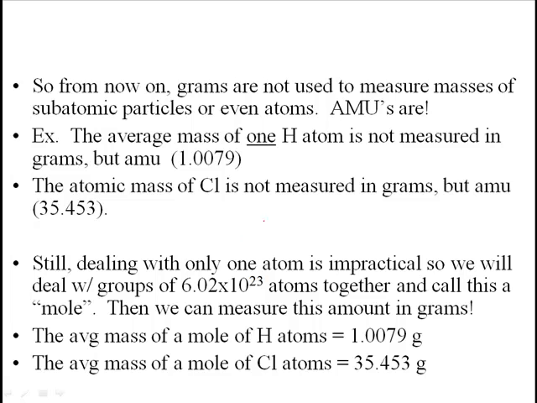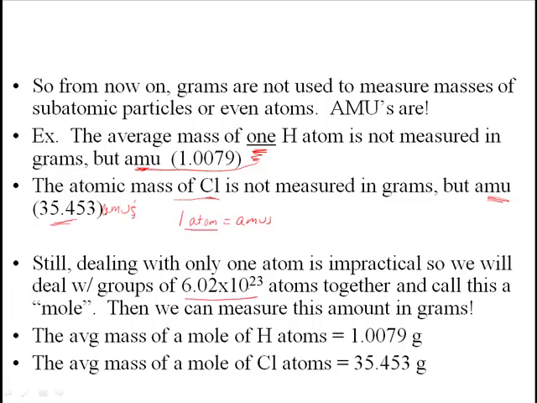So if we're talking about just one atom, we're not going to use grams because I said that was unbelievably small. So if we're dealing with one atom, we're going to deal with AMUs. Okay? So you look at the average mass of one hydrogen atom, it's in AMUs. If you look at the atomic mass of chlorine, it's in AMUs. So if you look on the periodic table at that number that's not rounded, that's the atomic mass, and that's measured in AMUs. If you're dealing with just one chlorine or one hydrogen or one whatever atom, one atom equals AMUs.